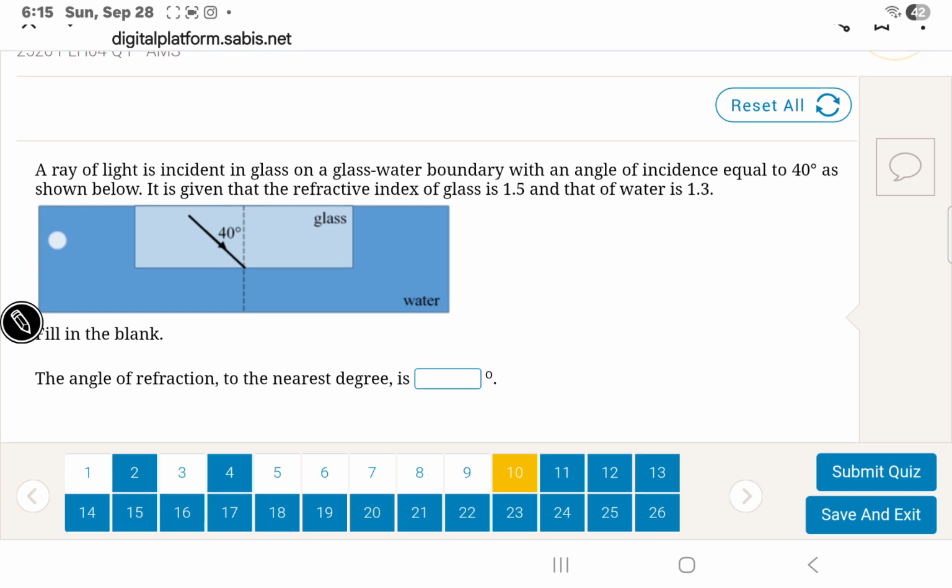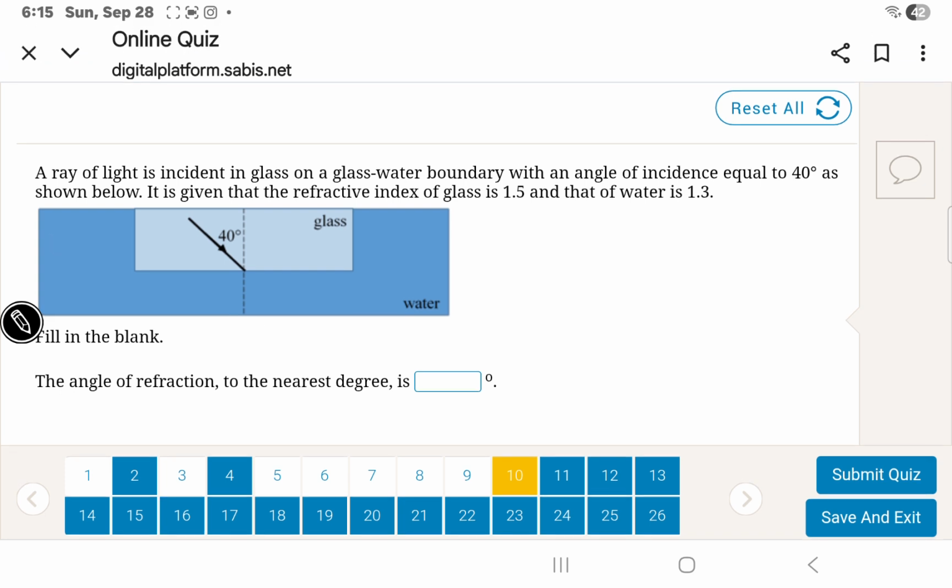Okay, so here you have to calculate. You can use Snell's law to calculate. Let us see. A ray of light is incident in glass on a glass-water boundary with an angle of incidence equal to 40, given in the diagram shown below. It is given that the refractive index of glass is 1.5. So here it comes from glass to water. We don't know whether it refracts away or towards the normal.